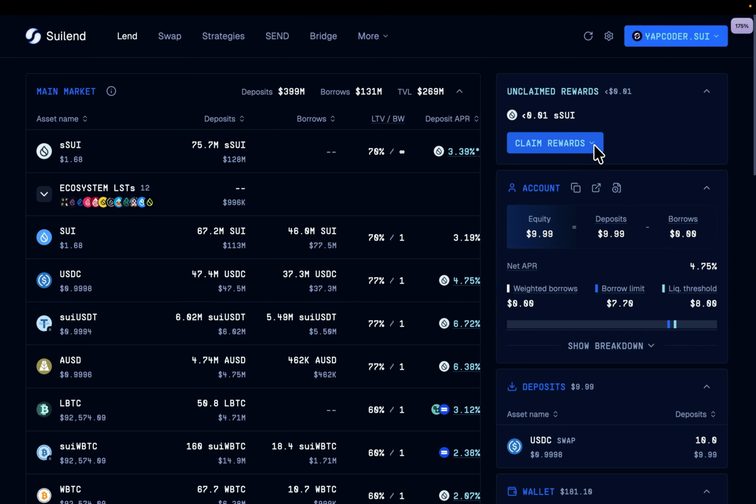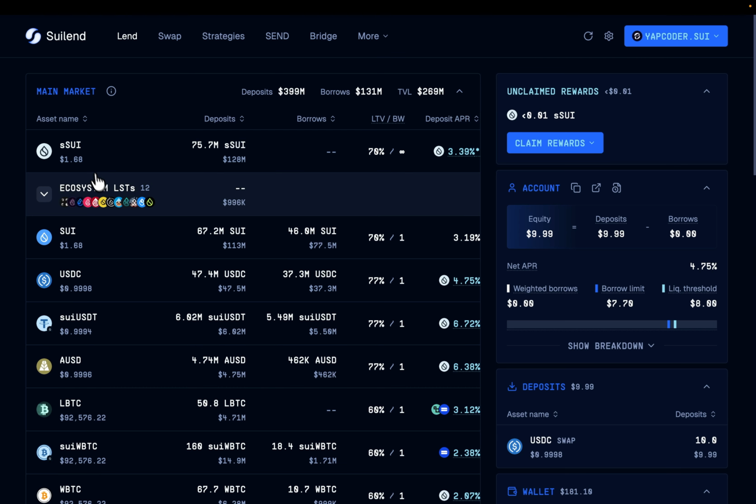Hey guys, so in this video, I'm going to be walking through lending on Sui, particularly with Sui Lend. Lending is one of the major applications in DeFi. Of course, Sui Lend is the leading lending platform on Sui, and so you're going to learn how to lend, borrow, and all of the other stuff that you might need to learn as a beginner.